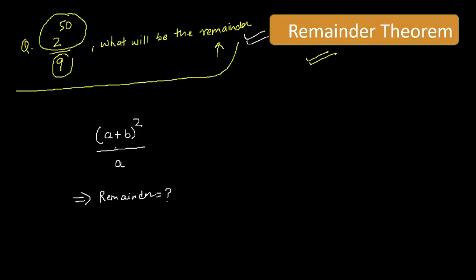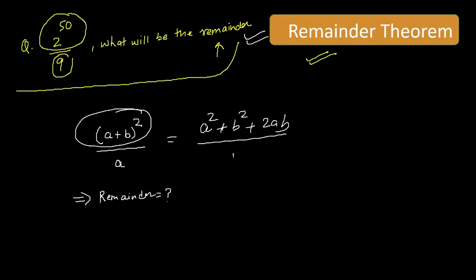If I divide this by a, what will be the remainder? Everyone knows the formula of (a plus b) square, that is a square plus b square plus 2ab. And we have to divide this by a and find the remainder. Can I say, when I divide this part with a, what will be the remainder? Tell me. Let's divide individually.